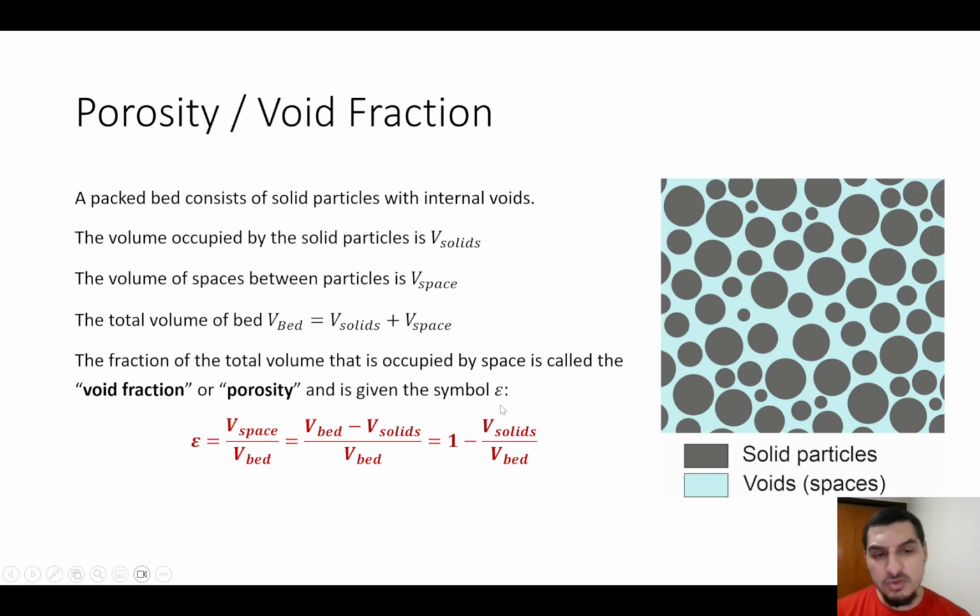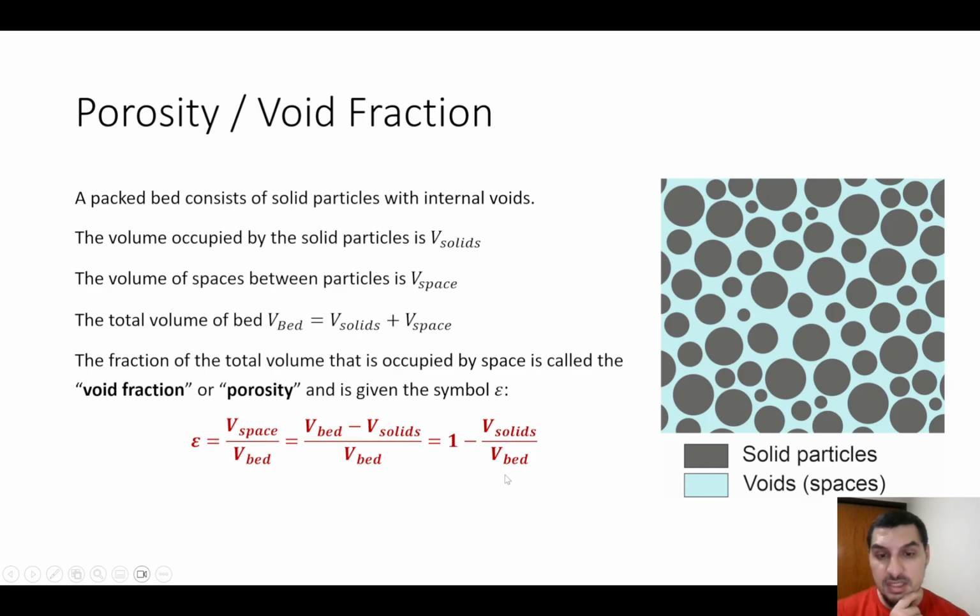This is important: not to be confused with the surface roughness that we discussed in chapter 8. The surface roughness is also denoted by epsilon, but it's a totally different parameter. So here the porosity is epsilon, which is the volume of space over the total volume of the bed. The volume of space is the volume of the bed minus the volume of solids. So we can define the porosity as 1 minus the volume of solids over the volume of bed.